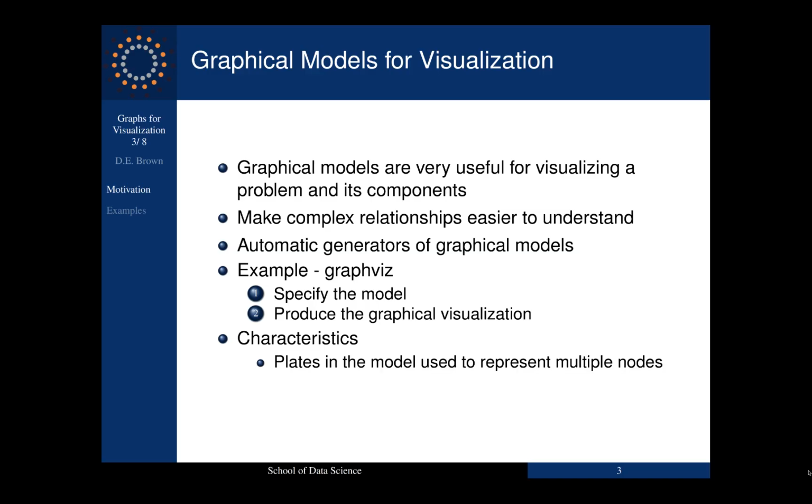Some of the characteristics of these kinds of techniques, either automatic or manual, is that they use plates, and we'll see examples of the plates within the model to represent multiple nodes. This is better than writing out a lot of nodes. You can use a plate to represent repeated nodes. When the automatic techniques are used, it sometimes is the case that they don't represent all the variables very well. For example, predictor variables and regression sometimes aren't represented so well.